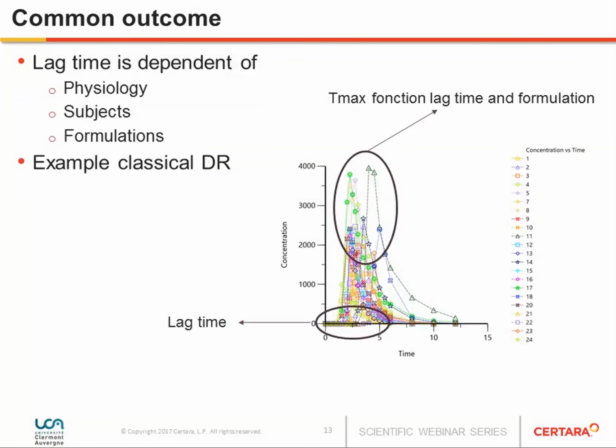What is the common outcome of all those formulations? The common outcome is a lag time. And this lag time depends on physiology, formulation, and subjects. This is a classical delayed release tablet. You can see that you have peaks everywhere. That means the Tmax is a function of the lag time. And the lag time is what you have at the bottom of this slide on the x-axis, with a concentration equal to zero. You can see that some subjects have a lag time of 2 hours, and other subjects can have a lag time of up to 4 hours after a fasted drug intake. And due to this lag time, you have the impression that you have peaks everywhere.